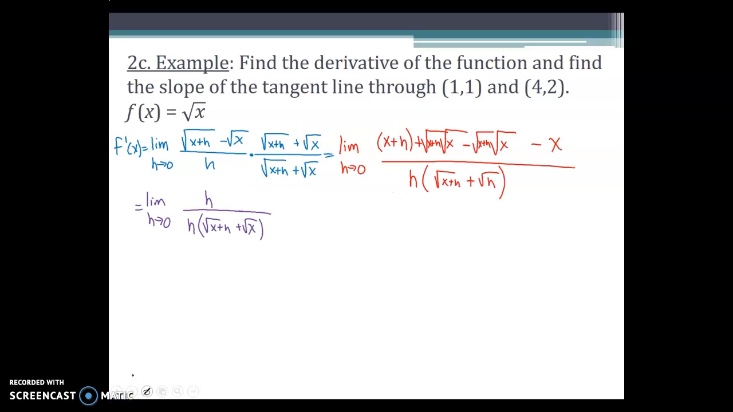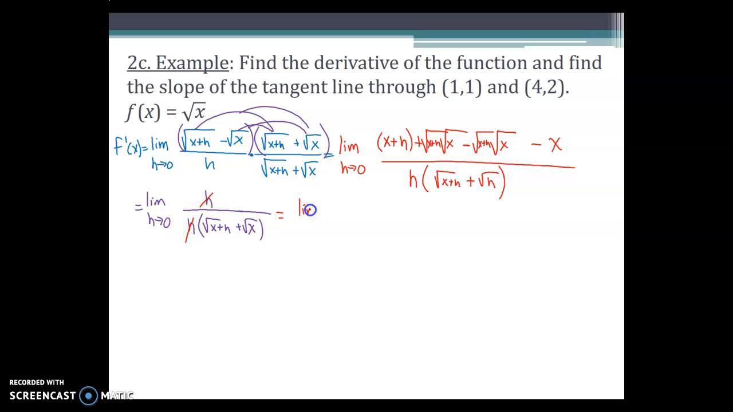So after you distribute the top, well, don't distribute the bottom. After you distribute the top, combine all the like terms. The middle term, remember, the conjugate makes the middle terms go away. So now you have just x minus x goes away. h is the only thing that remains on the top, which is convenient because it knocks out that h on the bottom. Very nice and tidy.